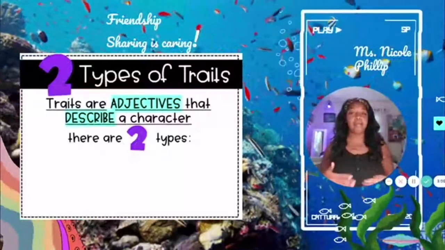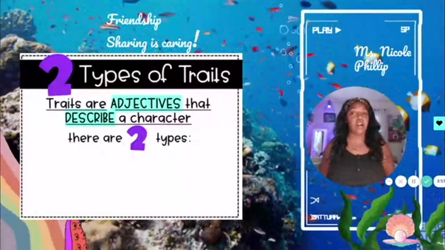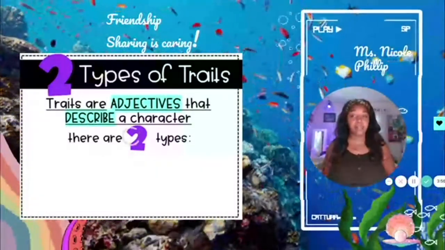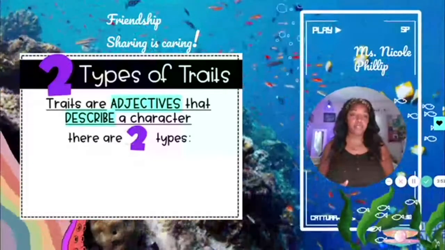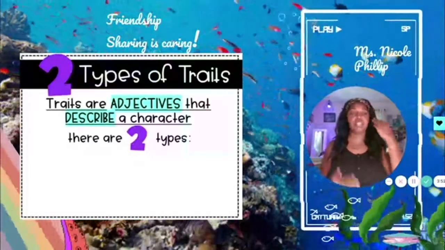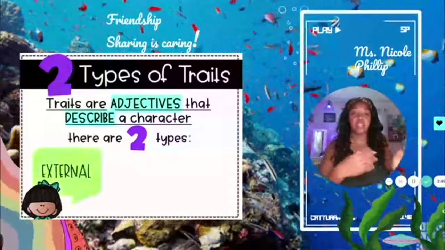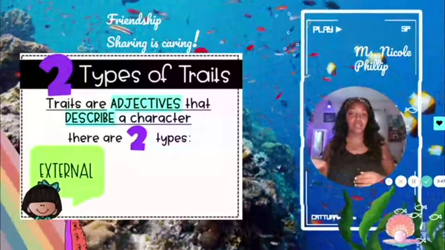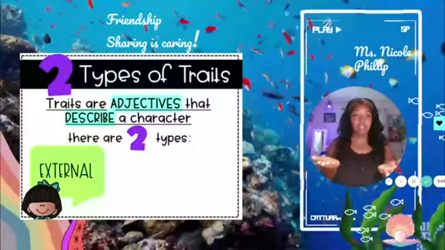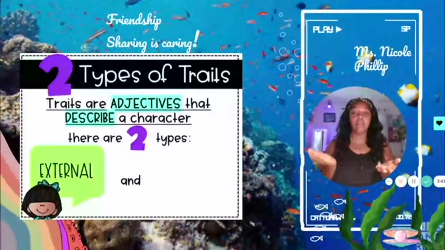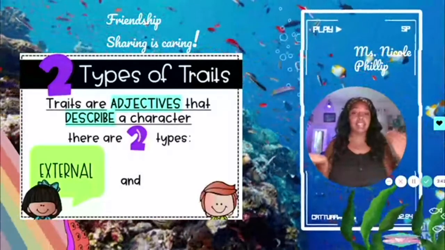There are two types of traits. Traits are adjectives that describe a character. In Rainbow Fish's case, he had different traits at the beginning of the story than towards the end of the story. There are external traits and internal traits, and he exhibited a change in both external and internal.